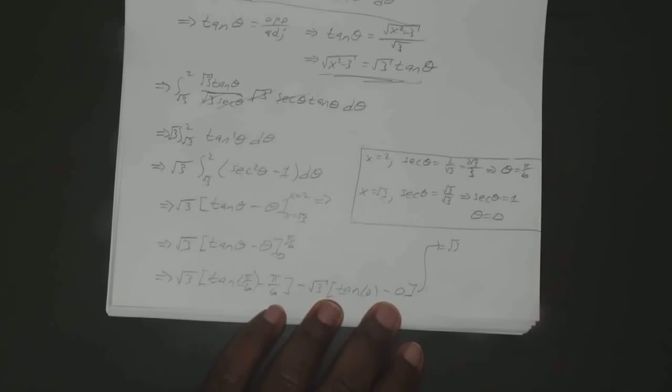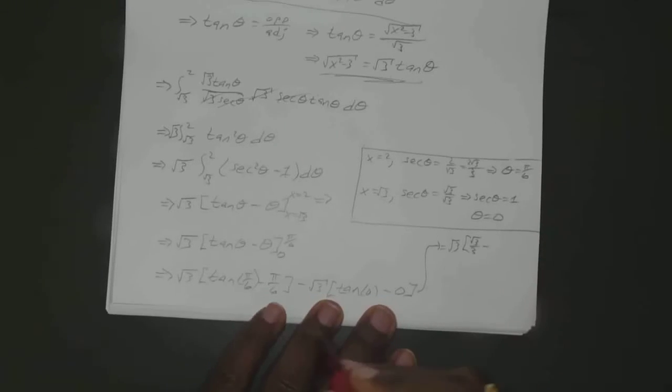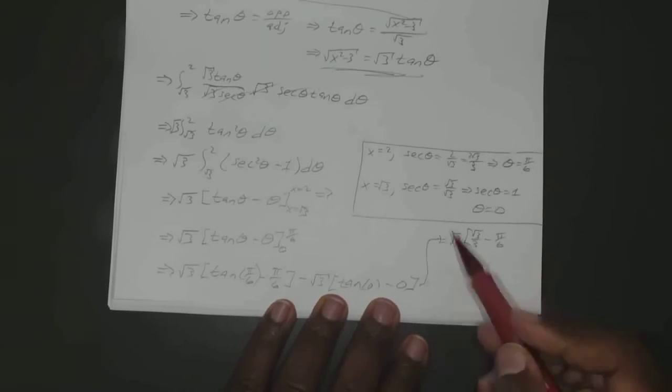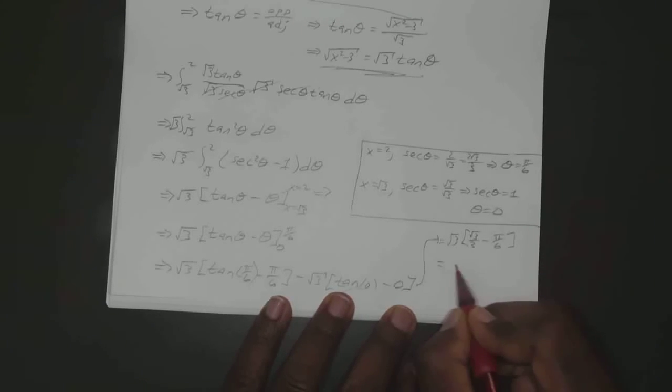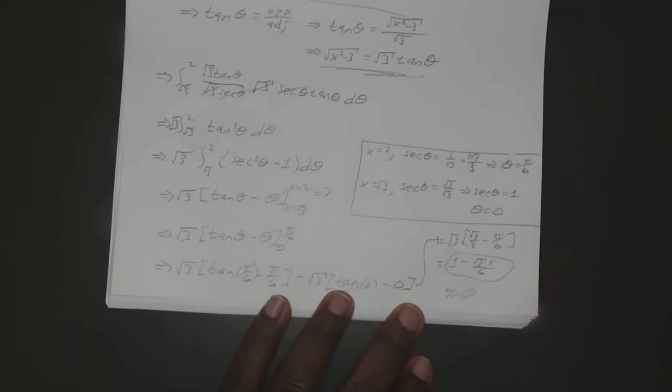Okay, so you have square root of 3. Tangent pi over 6 is square root of 3 over 3, minus your pi over 6. And everything else just becomes 0, so we can leave that there. So you end up with 1 minus square root of 3 pi over 6, which you could have left there if you wanted to, but if you plug it in, it's 0.0931 as your final decimal answer.